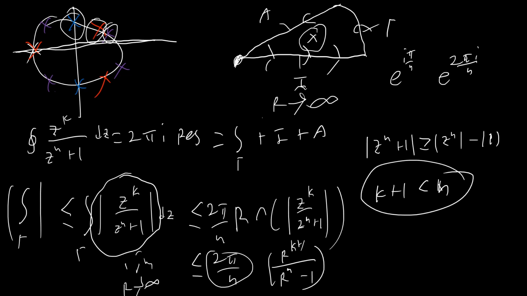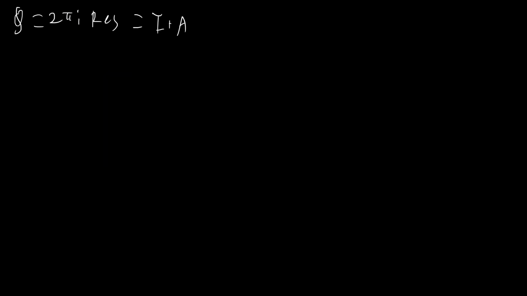We need that, and with that decided, that means that this goes to 0, and that means that all of this goes to 0, and that means our gamma integral goes completely to 0. Alright, I'm going to make some space. So we know that our gamma integral goes to 0, so now let's work on A.